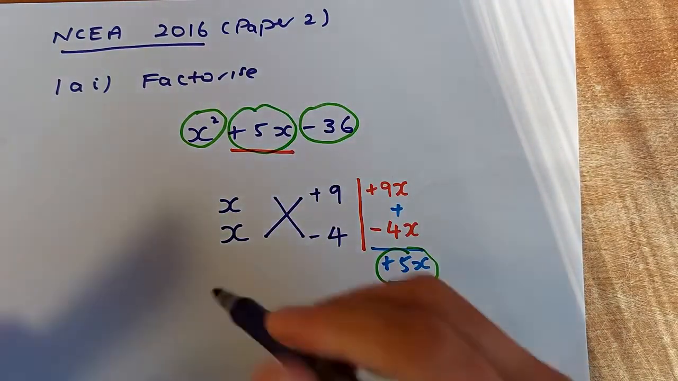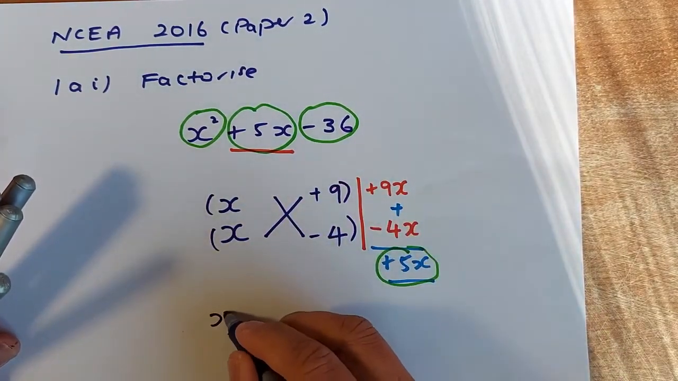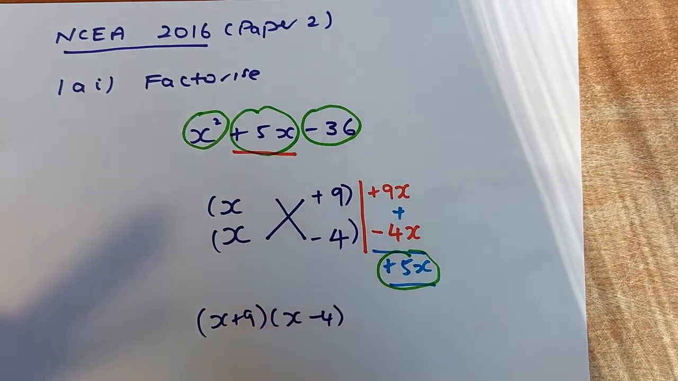And then you just put a bracket on it. And then you're going to write the answer out: x plus 9 bracket x minus 4. And that is how you factorize using the trial and error method.